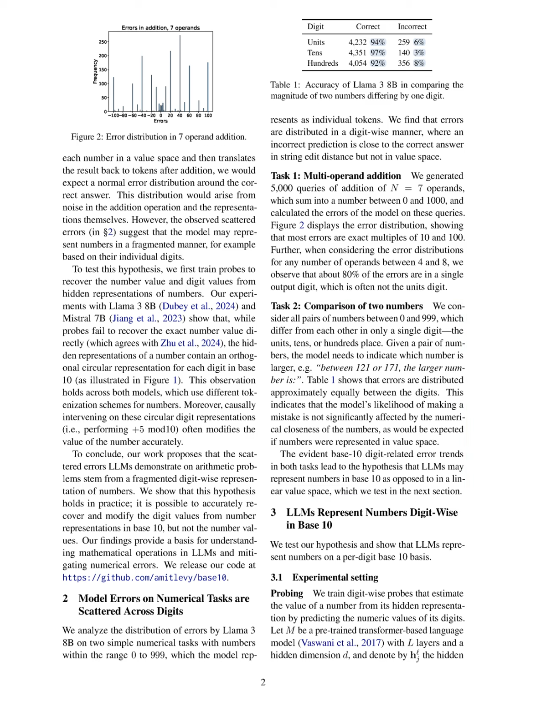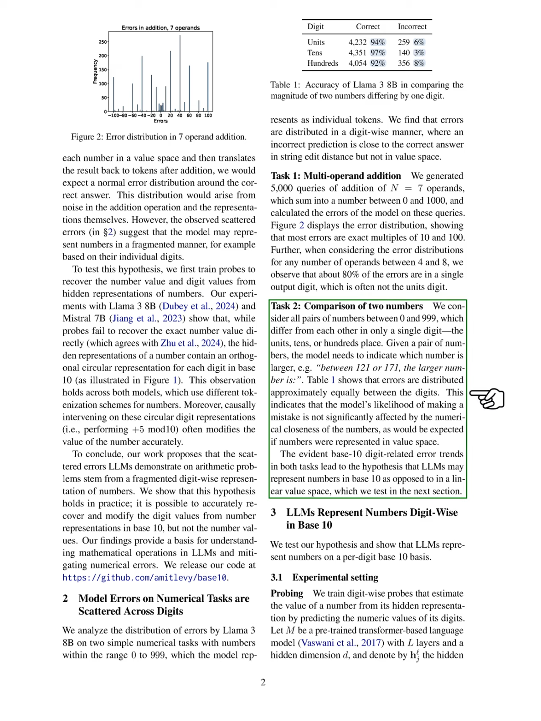Section Summary. In this section, we explore how large language models, LLMs, struggle with numerical tasks, revealing that their errors are often close in string similarity rather than in numerical value, suggesting a fragmented digit-wise representation of numbers. Our analysis of error distributions in multi-operand addition and number comparisons indicates that LLMs may represent numbers based on individual digits rather than in a continuous value space.